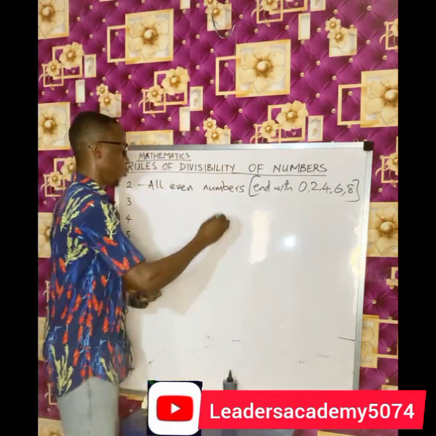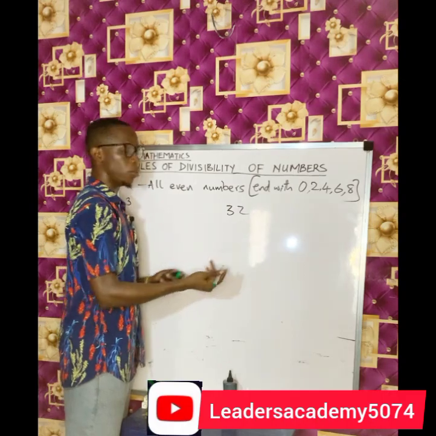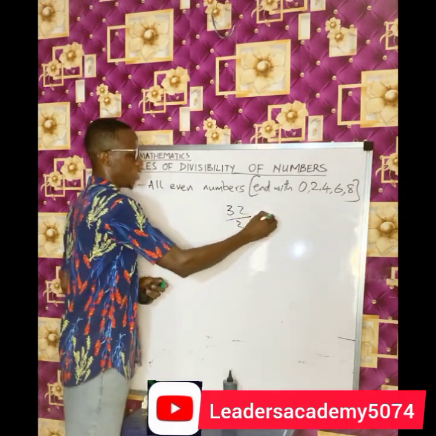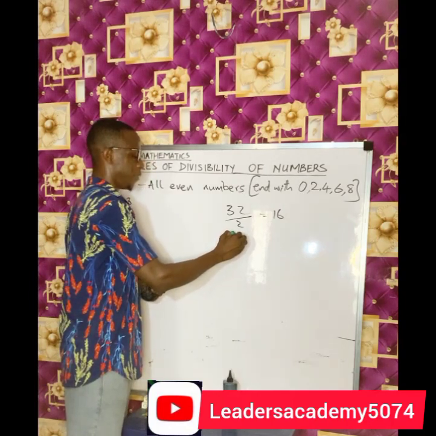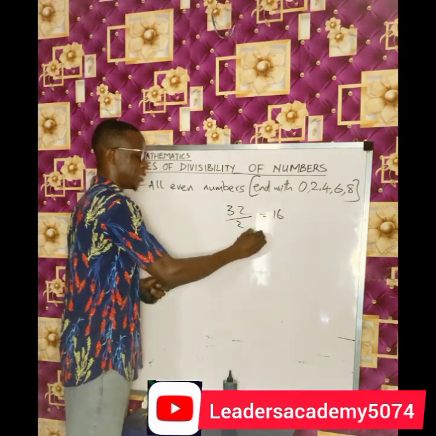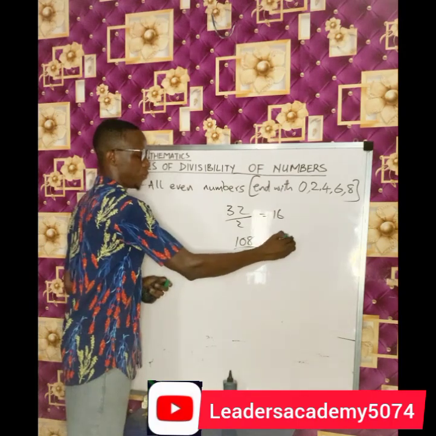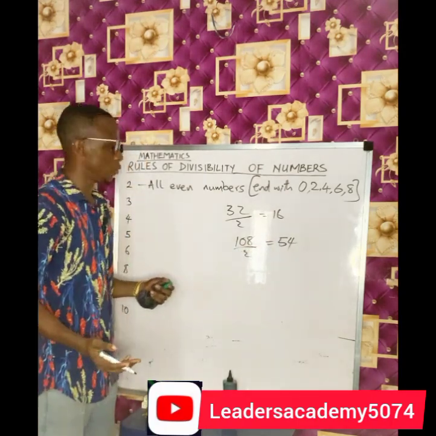For example, we have 32, divisible by 2. 32 over 2 will give me 16. We have 108 divided by 2 gives you what? 54. You see, very simple.